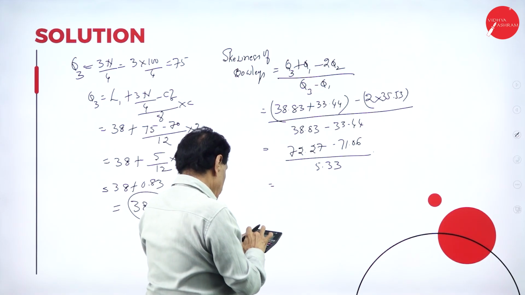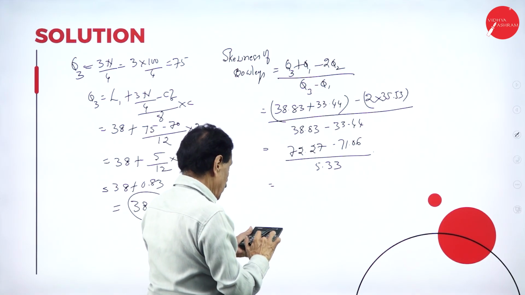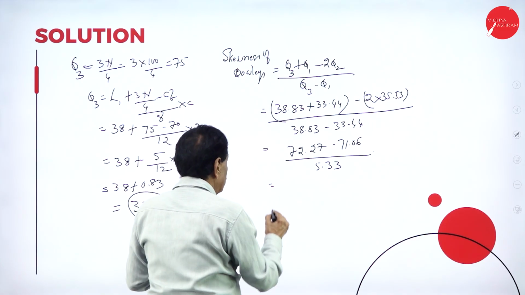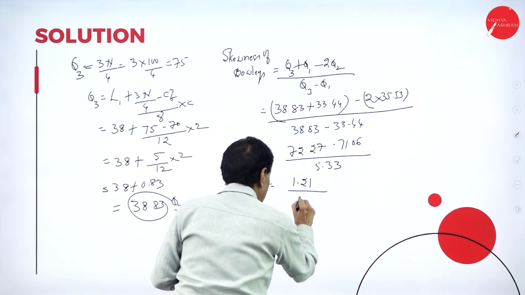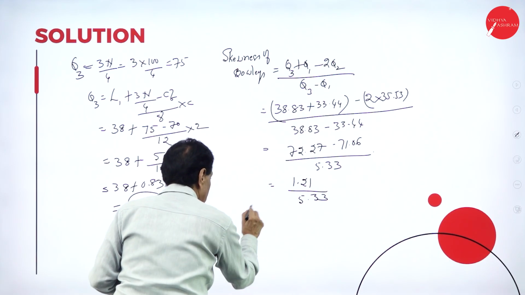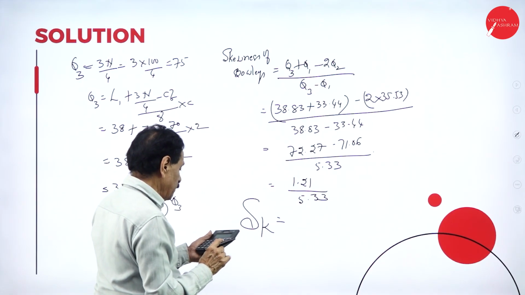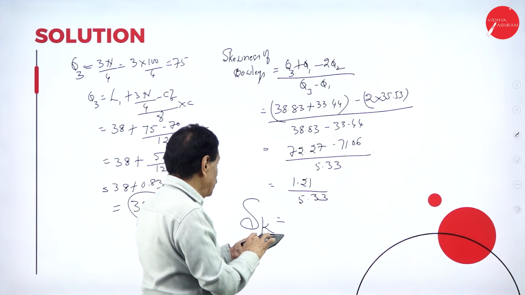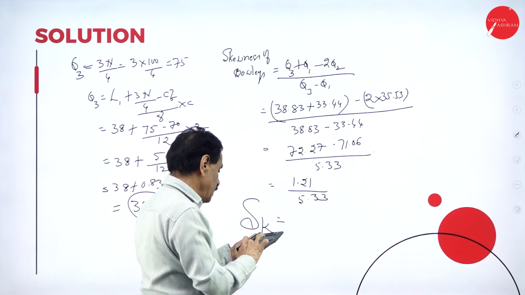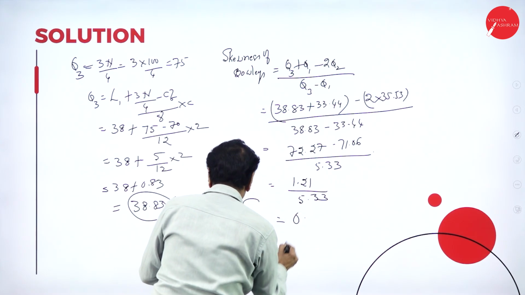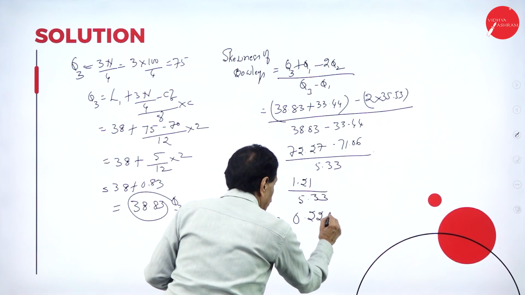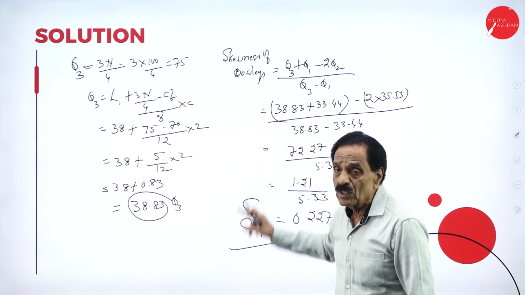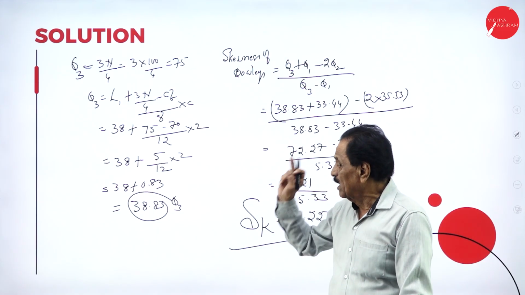It is equal to 72.27 minus 71.06, 1.21 divided by 5.33. Skewness is equal to 1.21 divided by 5.33, 0.227. Always your skewness should be less than 1. Always find out Q1, Q2, Q3, your skewness.